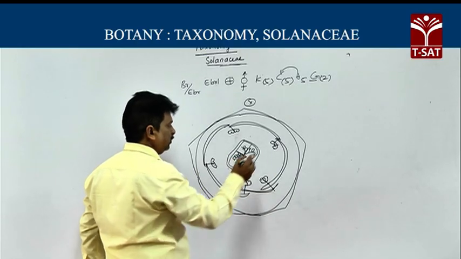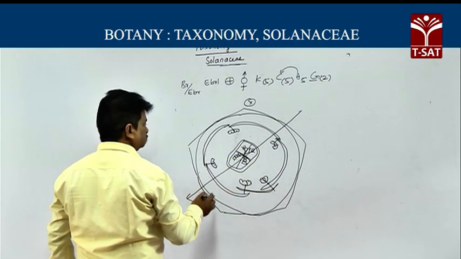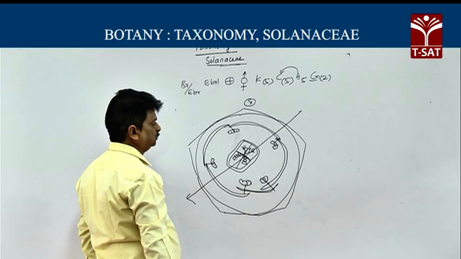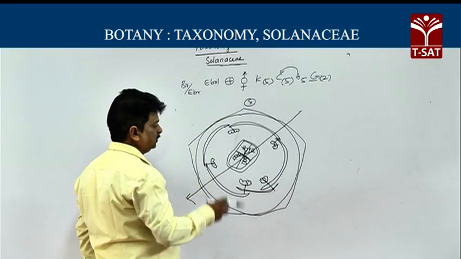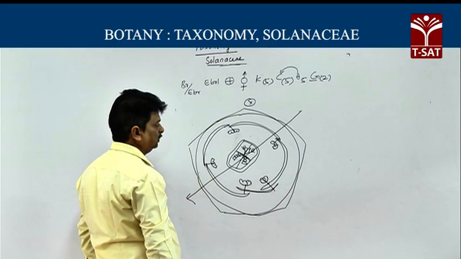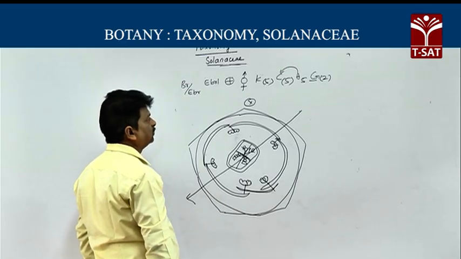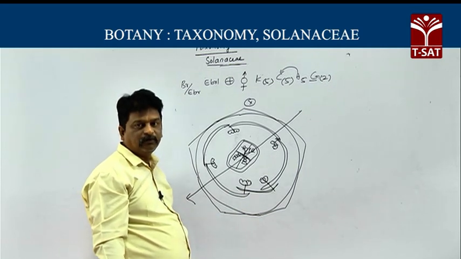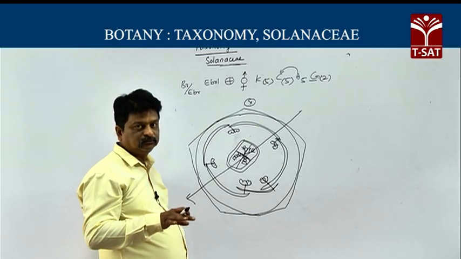Bicarpellary, tetralocular. This arrow mark indicates a twisted ovary, because only in Solanaceae members the posterior carpel turns right and the anterior carpel turns left. So rightly the ovary is called oblique. This is the Solanaceae family. Important features of Solanaceae.